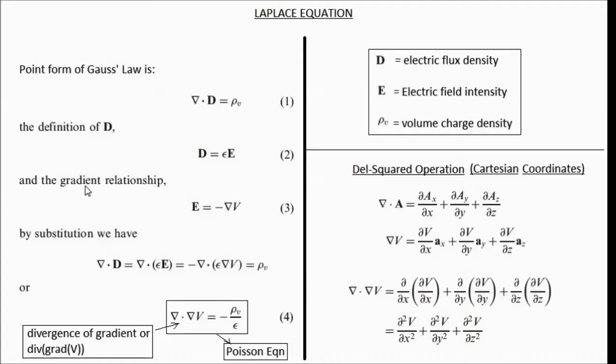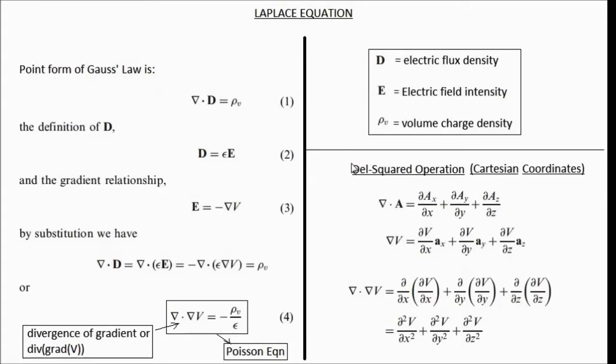There's also a gradient relationship which connects E with the potential through the grad operation, that E equals negative potential gradient. By putting equations 2 and 3 into 1, we have the following statement. Del dot D equals rho V. Or we have the divergence of grad of V equals minus rho V by epsilon. And this statement is called Poisson equation.